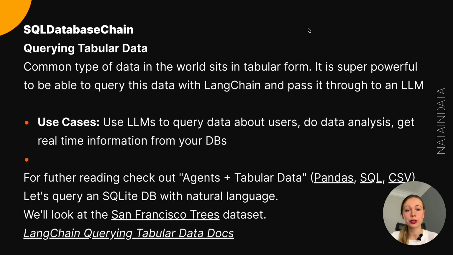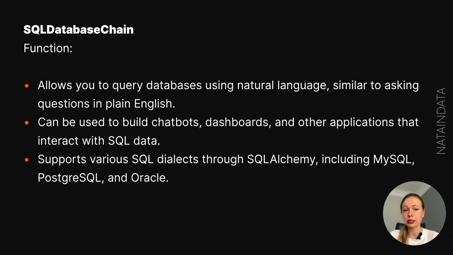The next component that we're going to use is a SQL database chain. It's made for querying tabular data. It's super useful if your data sits in a tabular form. SQL database chains refer to a built-in chain that allows you to interact with SQL databases. It essentially enables you to bridge the gap between natural language and structured data stored in SQL databases. So you can simply ask questions in plain English. It can be used to build chatbots, dashboards, and other applications to interact with SQL data. It supports various SQL dialects through SQLAlchemy, including MySQL, Postgres, Oracle.